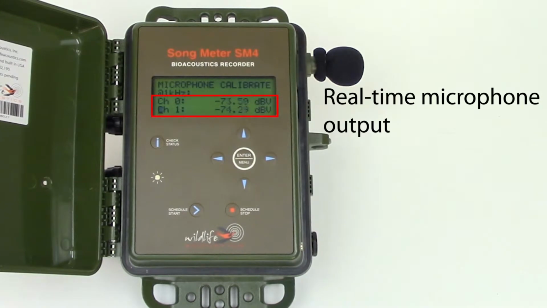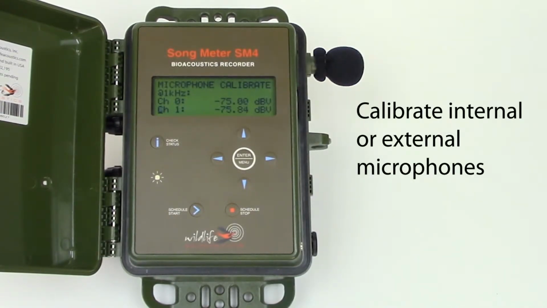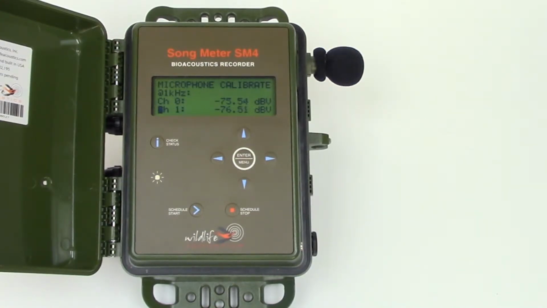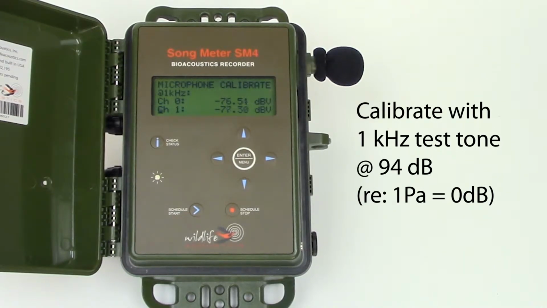In order to do accurate analysis of sound pressure levels, microphone sensitivity is one of the required pieces of data. The SM4 displays the current signal level from the microphone in dBV. The SM4 acoustic recorder has two microphone inputs, so both are displayed. If no external microphones are connected, the display references the built-in microphones. The SM4 is designed to accept a 94 dB SPL signal at 1 kHz frequency.